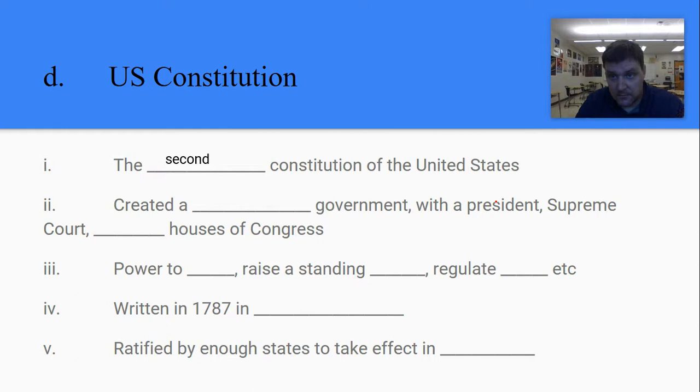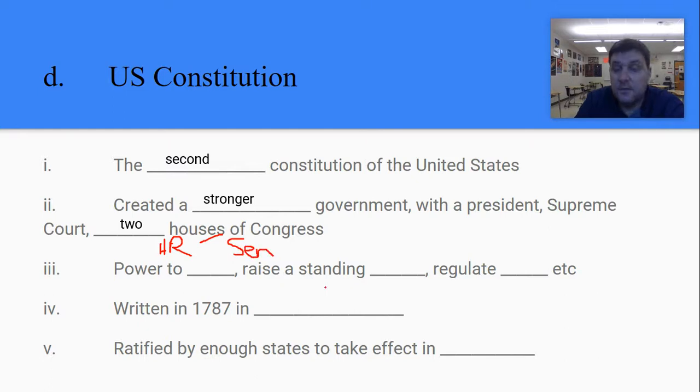Our Constitution, the second one, which is still in existence today, we're still following it, created a stronger government. It had a president, had a Supreme Court. The Articles of Confederation did not have those. Whereas the Articles Congress only had one house, our Congress now has 2 houses. It's bicameral. What are those two houses of Congress? The House of Representatives and the Senate.